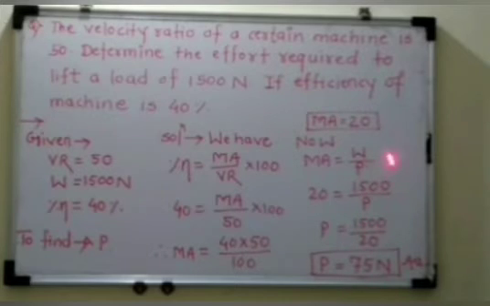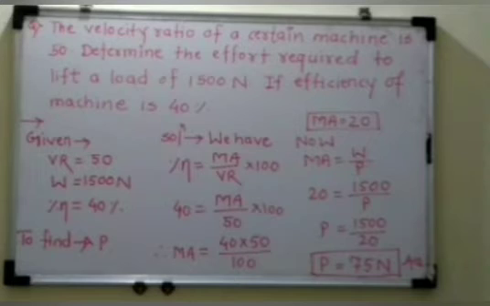Now see, again we have the formula of MA, and the value is also known to us, that is 20. So apply the formula of MA. MA is equal to W upon P. MA is 20, that is mechanical advantage. W is 1500, given to us, and P will remain as it is, which we have to calculate. Do a cross multiplication. P will go here, 20 comes down. So P is equal to 1500 divided by 20. So we are getting the answer, P, that is effort, 75 Newton.